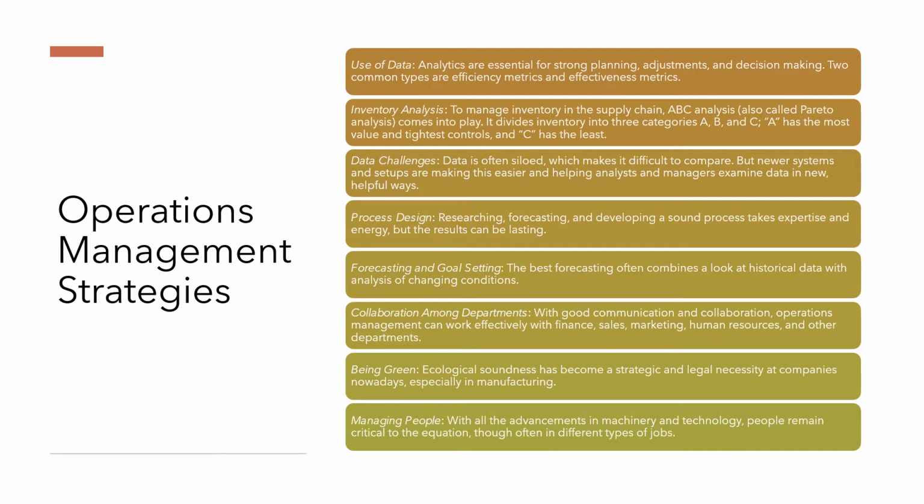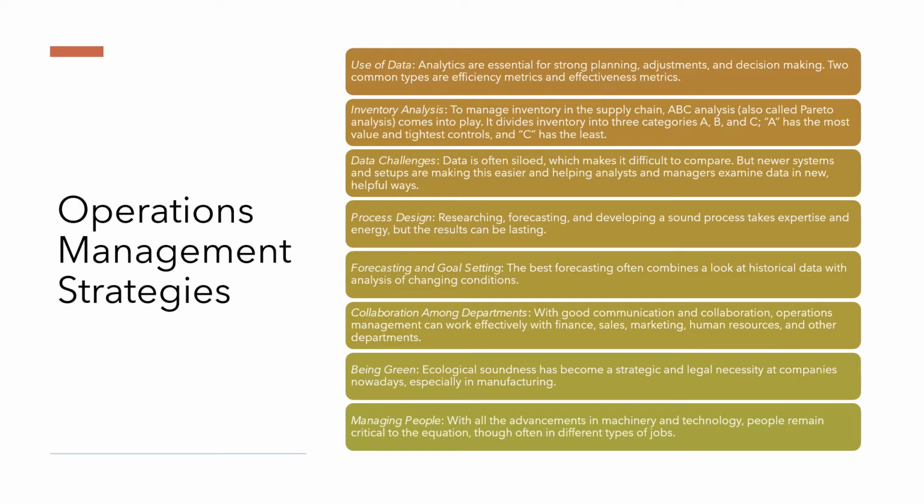Two common types of metrics are efficiency metrics and effectiveness metrics. When we say inventory analysis, it is the inventory in the supply chain. ABC analysis comes into play. It divides inventory into three categories: A, B, and C. A has the most value and tightest control, and C has the least. When we say data challenges, data is often fluid, which makes it difficult to compare. But newer systems and setups are making this easier and helping analysts and managers examine data in new helpful ways.